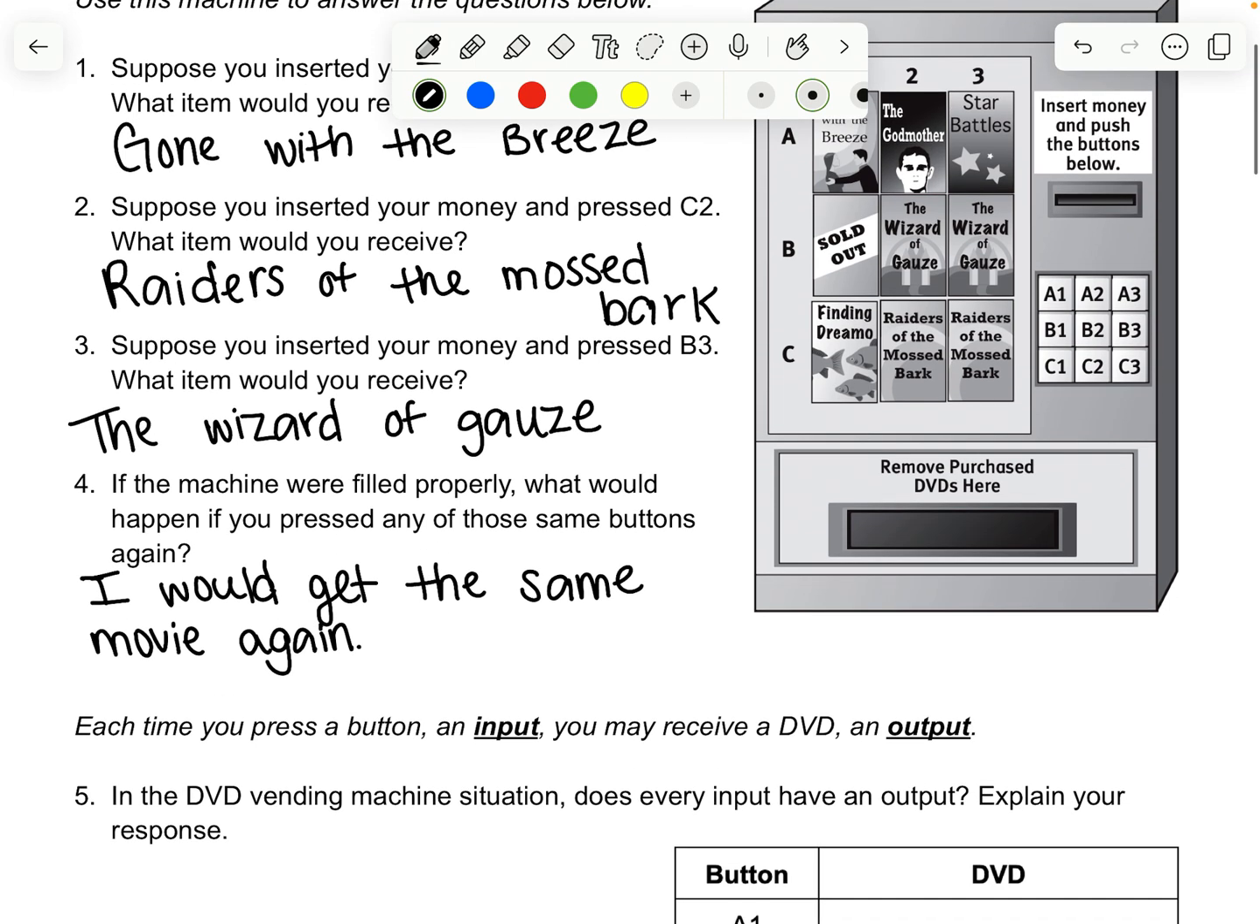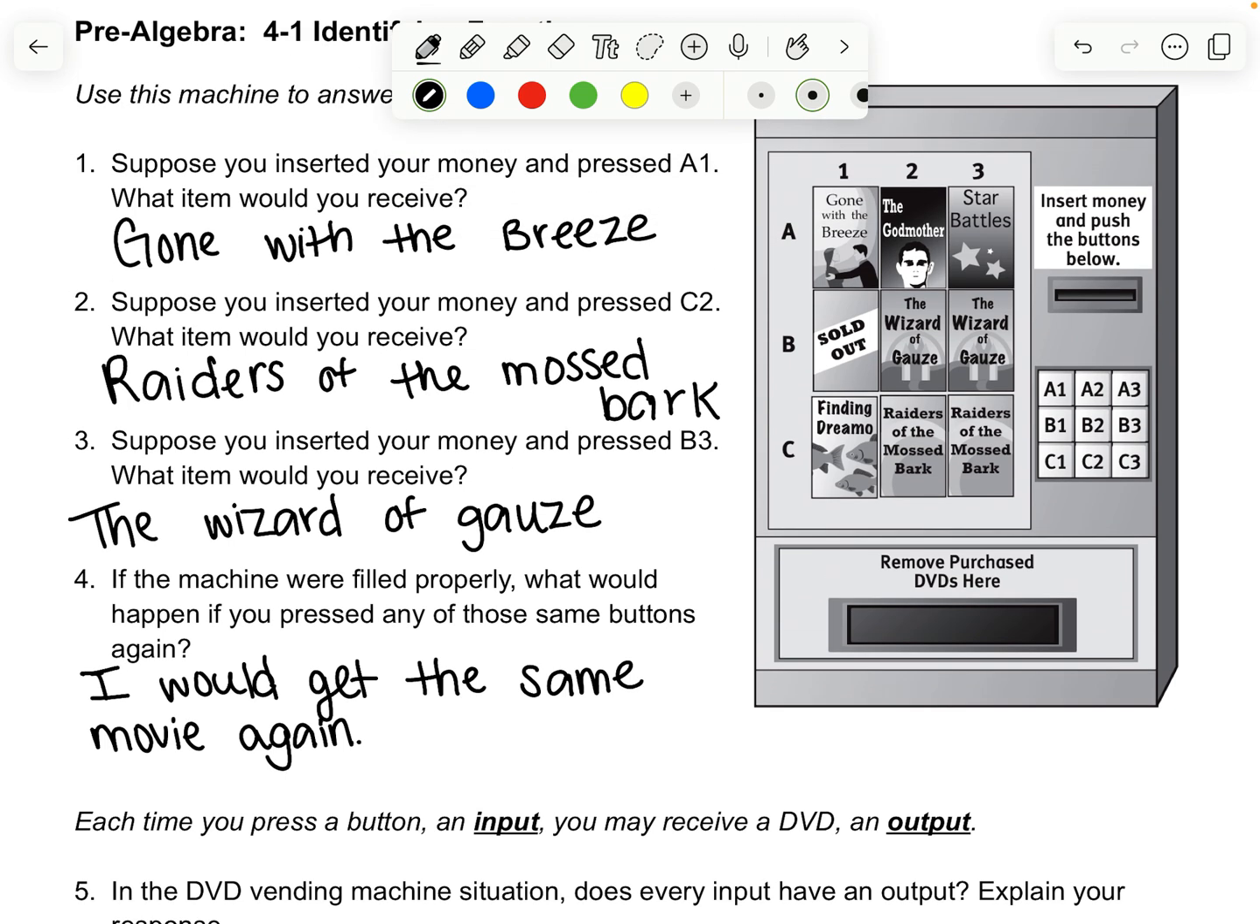Down below it says, each time you press a button and input, you may receive a DVD and output. It does say may receive because it does look like I have one movie at B1 sold out. If it were filled properly, though, there would be a movie in stock in that particular section.